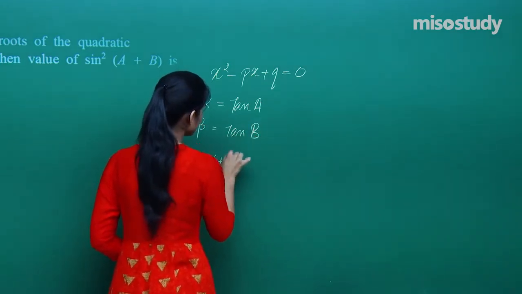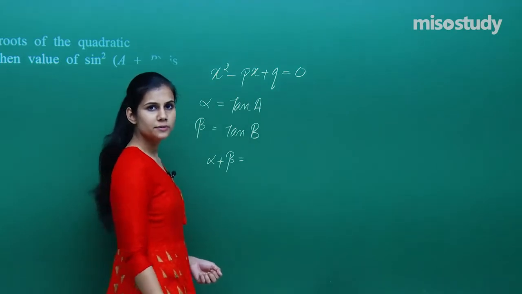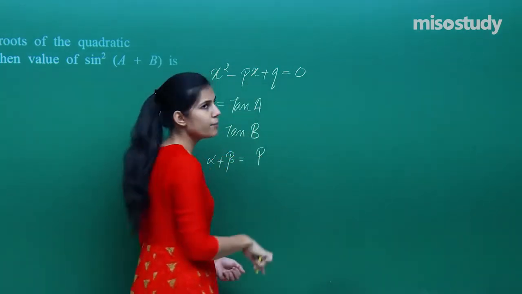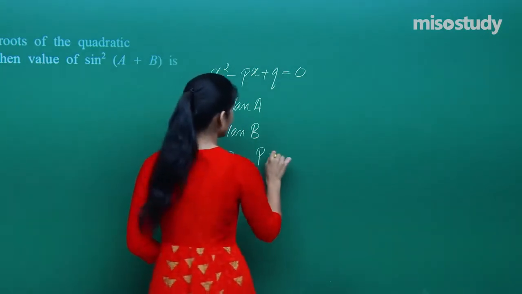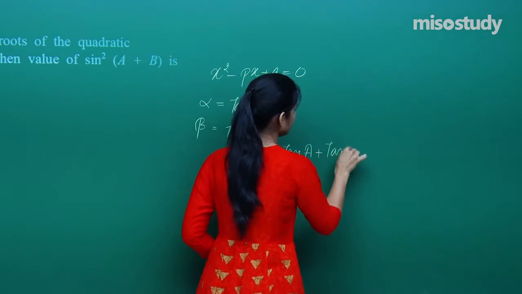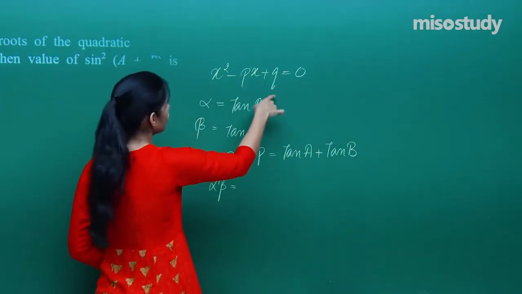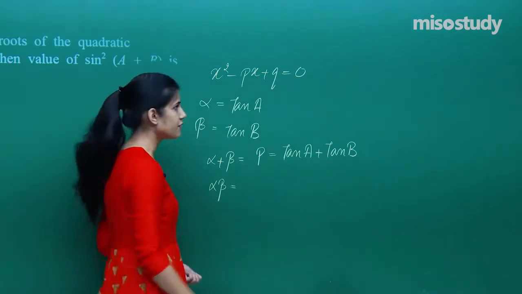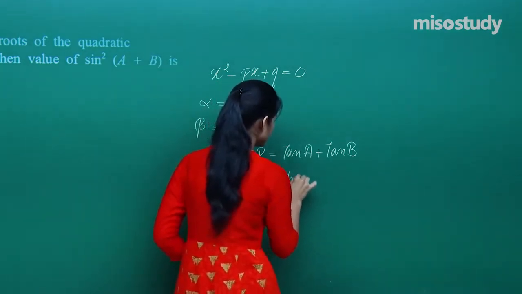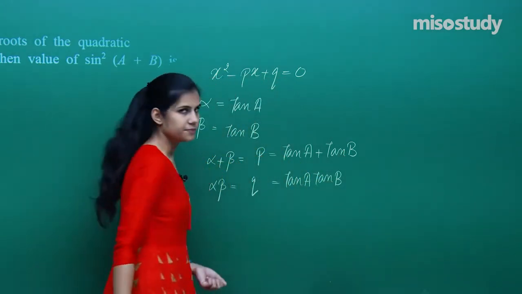You know that sum of roots is minus of coefficient of x upon coefficient of x square. So it will become p upon, minus of minus p is p upon 1, which is p. So you are getting that tan A plus tan B is p, and product of the roots is constant term upon coefficient of x square. So it is q upon 1, which is q. So you are getting tan A into tan B is q.